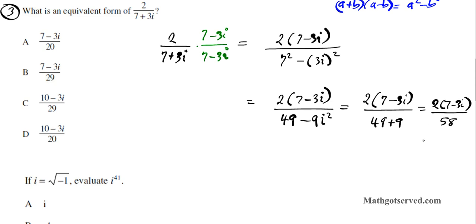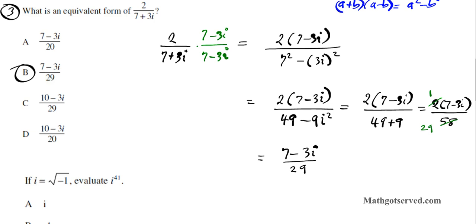58. Alright, so to reduce this, we just divide the numerator and the denominator by 2. So 2 goes into 2 once, and 2 goes into 58 29 times. So our final answer for number 3 is going to be 7 minus 3i over 29. And the final answer is option letter B.